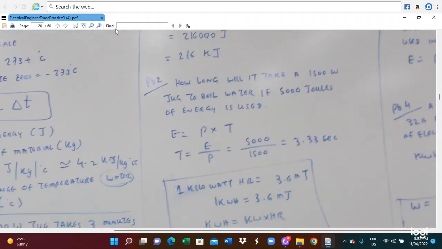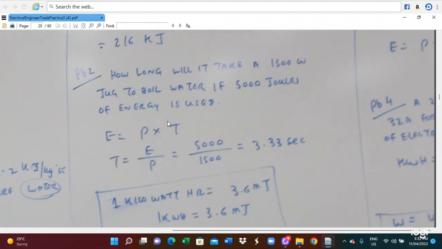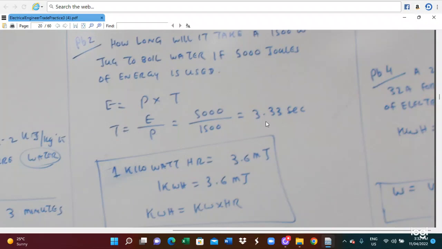So the next one is: how long does it take a 1500 watt jug to boil the water if 5000 joules of energy is utilized? In this case, E equals P multiplied by T. T is E by P, so 5000 by 1500, you get 3.33 seconds.